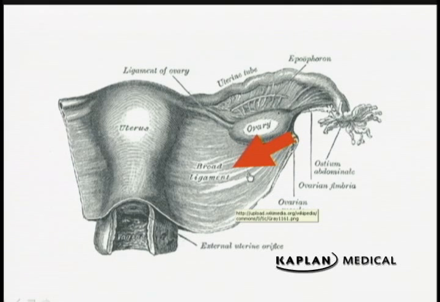This shows one of the main supports of the uterus, which is the broad ligament, and that comes from both sides of the uterus from the pelvic side wall.